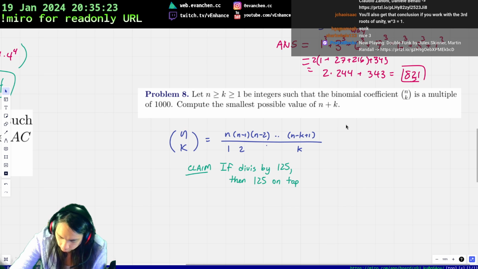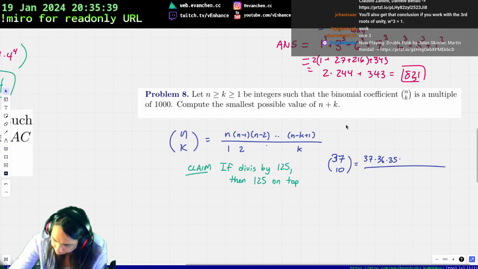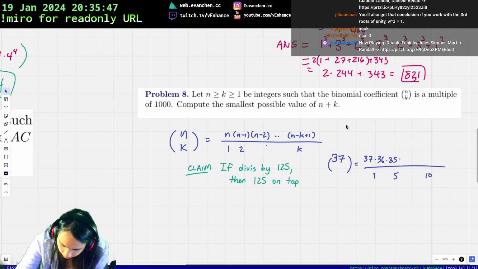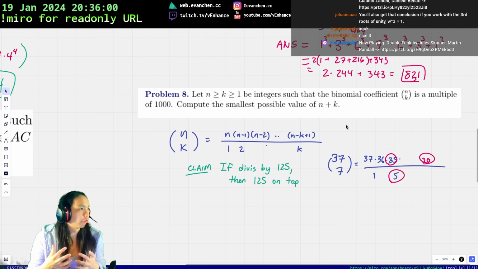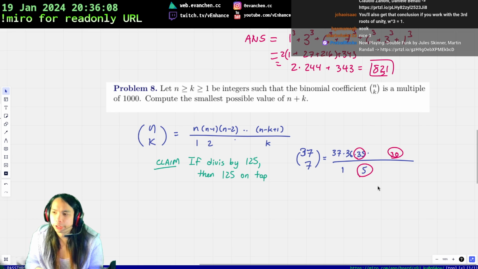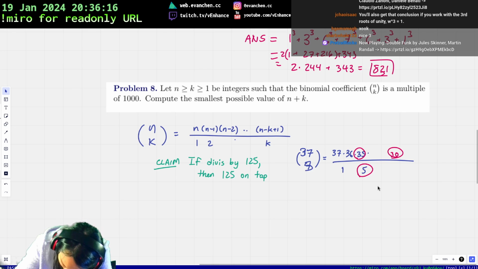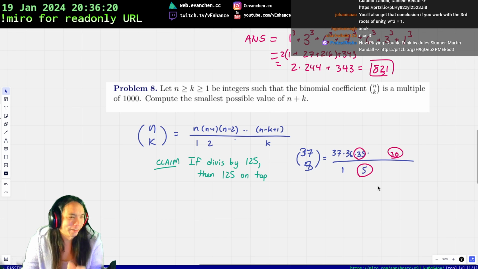If I pick a random coefficient like 37 choose 10, all right? So the number of multiples of 5 and the number of multiples of 10 will be, oh, actually I should pick something smaller. Whatever. We only care about the 5s. There will be at most one extra multiple of 5. And the reason is that multiples of 5 happen every 5 numbers. And depending on where you started, you either round up or down is what I'm trying to say.